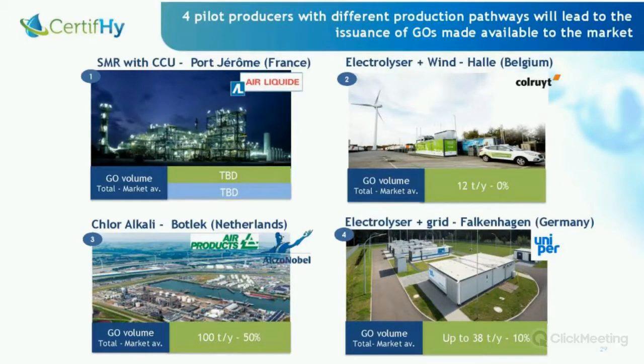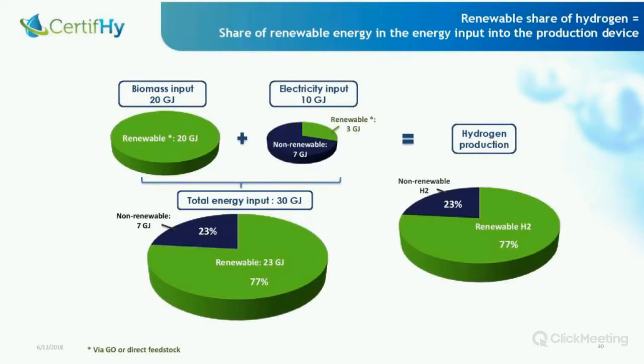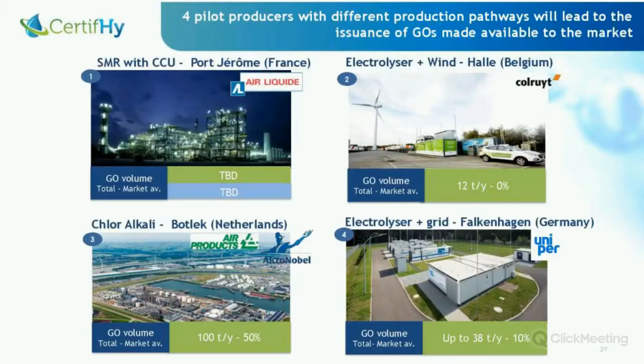So this is Air Liquide, which has a steam methane reformer installed in France with a carbon capture and utilization unit. And I see the slides are already changing for me. My apologies. A slide disappeared. So this CCU does not make the hydrogen renewable, but it will make it low carbon. They also have the possibility to procure biomethane GEOs or to use biomethane to produce both renewable and low carbon hydrogen, being green hydrogen.